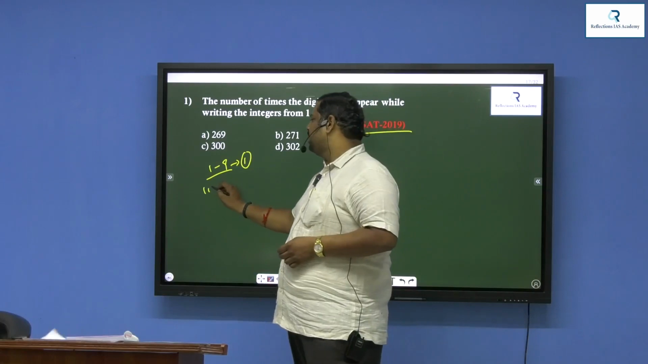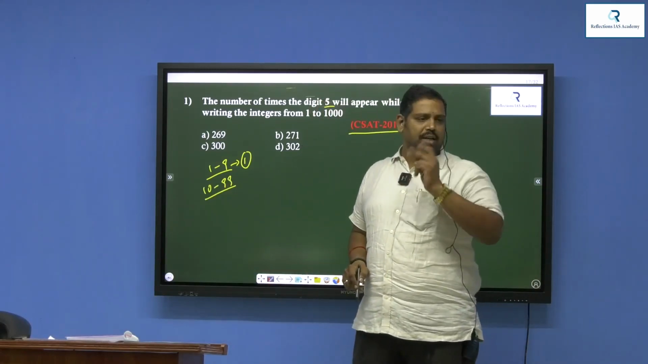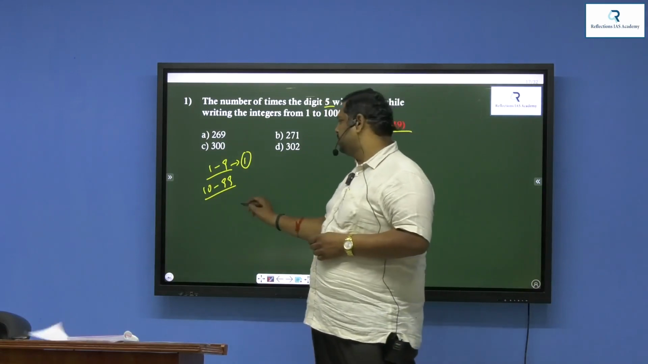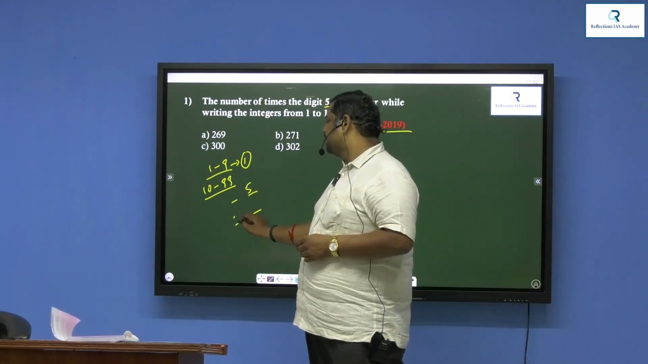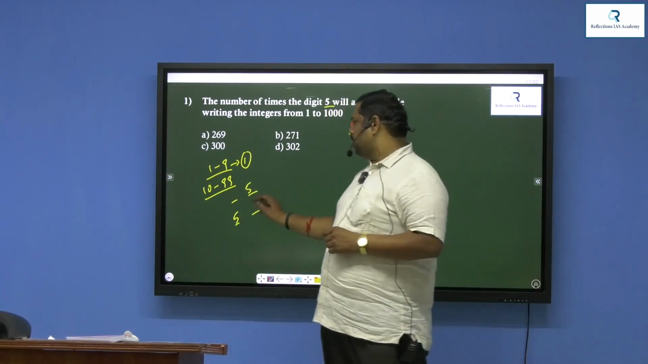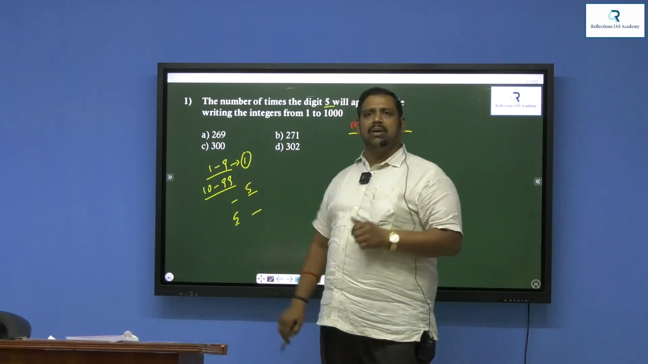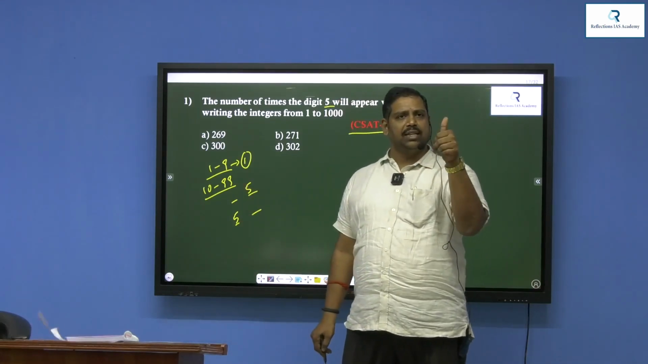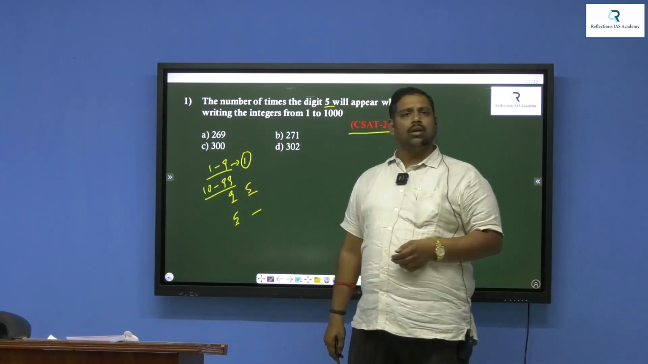Now I am going to 10 to 99. Am I going with one digit numbers or two digit numbers? Two digit numbers. How many times 5 appears means, 5 may appear at the units place, 5 may appear at the tens place. Two cases I have to study. Yes or no? Okay, 5 appearing at the units place means the tens digit may be 1, 2, 3, 4, 5, 6, 7, 8, 9. Right or wrong? How many ways? 9 ways.